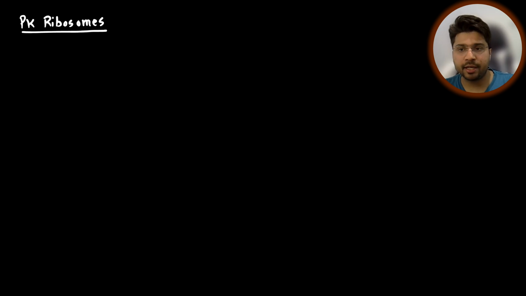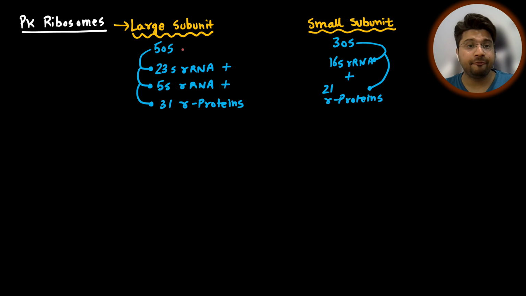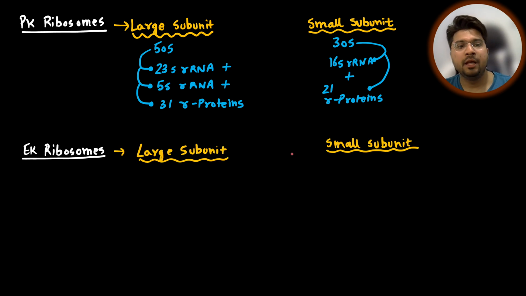Let's have a look at the prokaryotic ribosome. The prokaryotic ribosome has two subunits, which is a universal rule. The large subunit is called 50S, and the small subunit is called 30S. Now in your examination, a breakdown of these components is going to come. The 50S subunit has 23S rRNA, 5S rRNA, plus 31 ribosomal proteins. That's the count. While the 30S has 16S rRNA plus 21 ribosomal proteins.